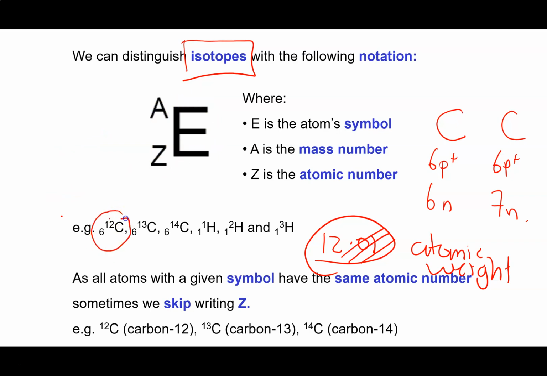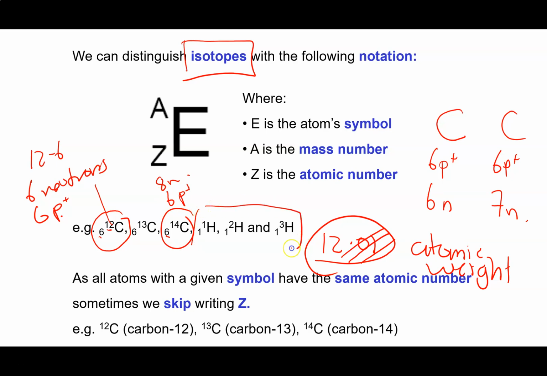Here we've got the carbon atom that has 6 protons in the nucleus, but a total of 12 particles overall in the nucleus. So this one would have 12 minus 6, so it would have 6 neutrons and 6 protons. Here we've got a carbon atom with a total of 14 particles in the nucleus, and 6 of them are protons. So this one has 14 minus 6, so that's going to be 8 neutrons and 6 protons in its nucleus. And then we have a whole series of isotopes of hydrogen.